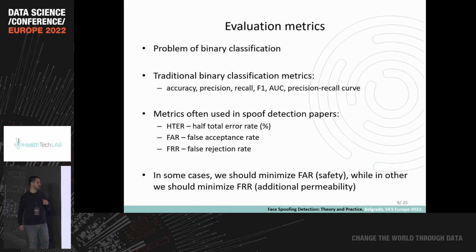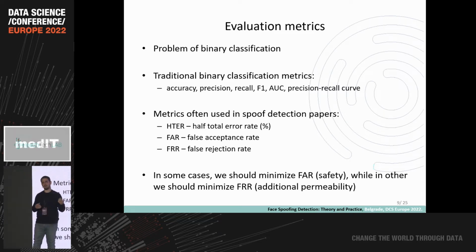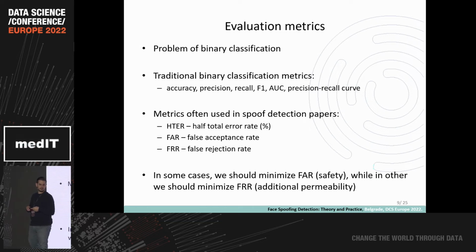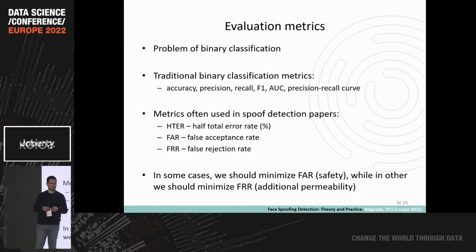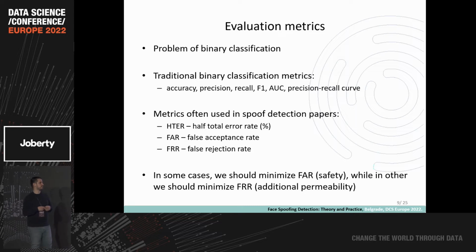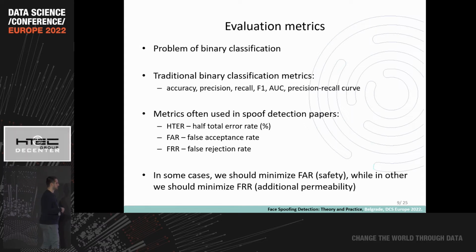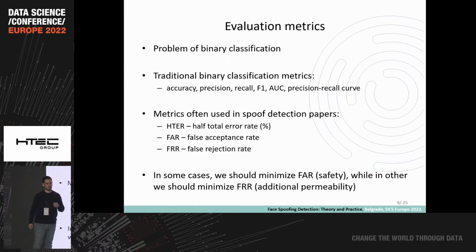And there are some cases, for example, when we are doing software for a bank, when we should minimize FAR in order to make our system safer. And there are other cases when we are making software for the gaming industry, when it is important not to stop the client, not to inhibit the client, to make some additional permeability, then we try to minimize the false rejection rate.